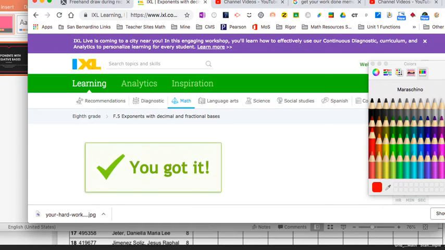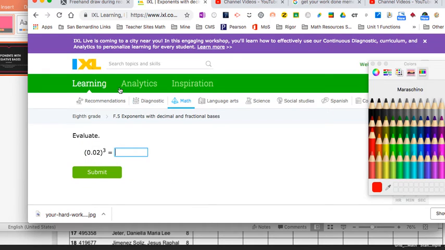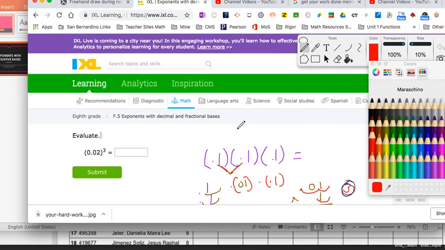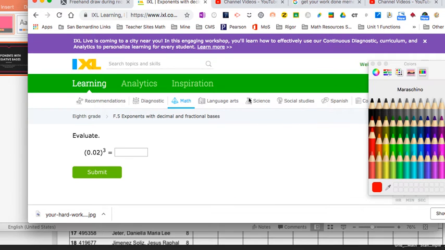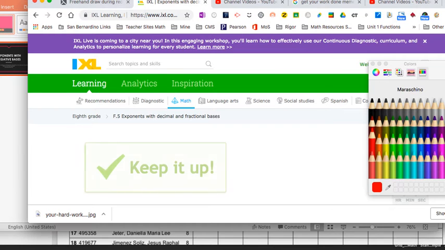0.04, right? This one is, oops, I don't have a pen. Okay, let's do 0.02 times 0.02 times 0.02. Okay, so you will have a calculator. If you guys want to use your calculator, you can, but please make sure you know how to multiply decimals. If you don't, then it's going to kill you. Like you're not going to be able to be successful.